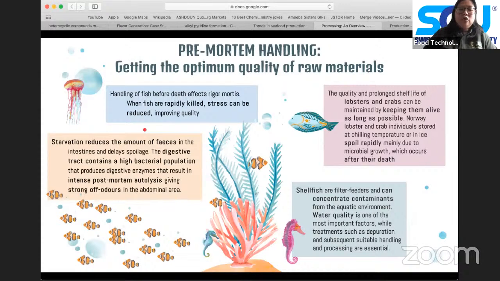Now, if we talk about shellfish, I have mentioned before, they are filter feeders. So they can concentrate contaminants from the aquatic environment. The best way to get the optimum quality from the shellfish is to have the optimum quality of their water environment. So water quality, water checking, water maintenance, and water treatment are usually the most important factors to get the optimum quality for the shellfish.